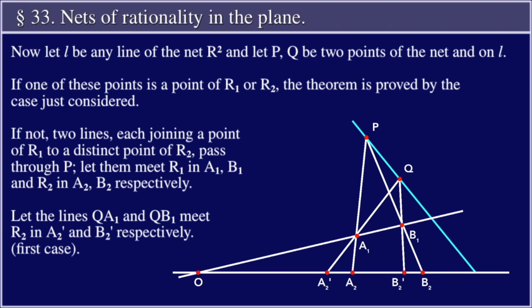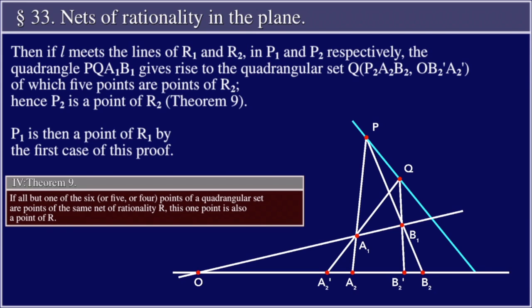Then, if L meets the lines of R1 and R2 in P1 and P2, respectively, the quadrangle PQA1B1 gives rise to the quadrangular set Q of P2, A2, B2, O, B2', A2', of which 5 points are points of R2, hence P2 is a point of R2, Theorem 9. P1 is then a point of R1 by the first case of this proof.